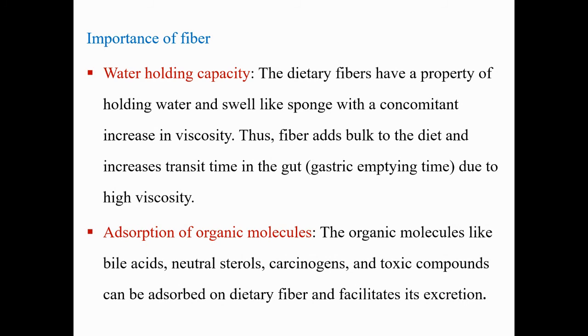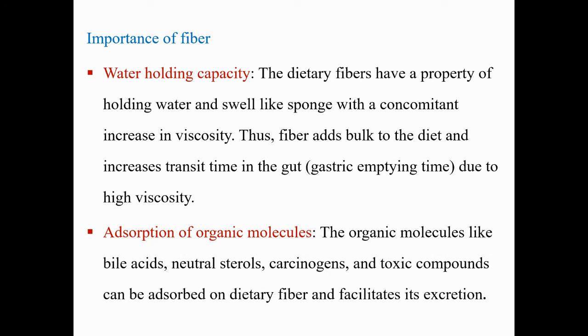I will repeat. Dietary fibers have the property of water holding capacity. If the dietary fibers combine with water molecules, they will absorb water and swell, like a sponge, with a concomitant increase in viscosity. Viscosity will be increasing.